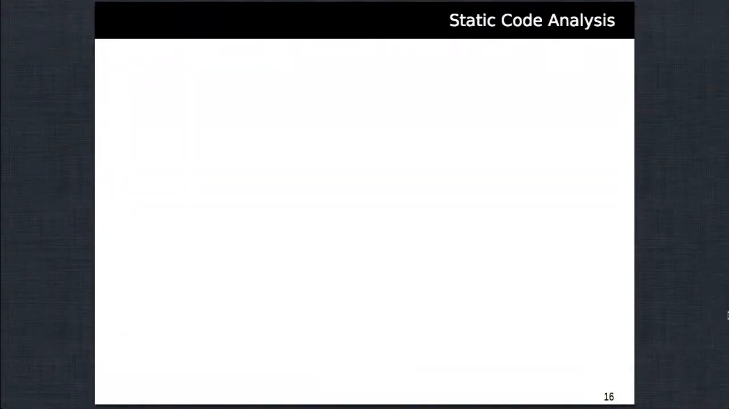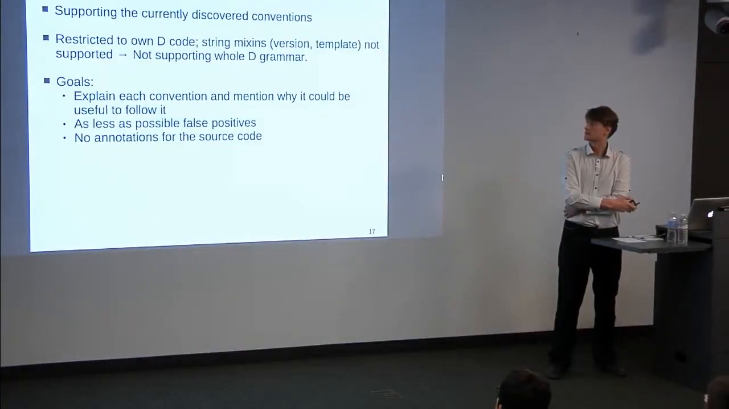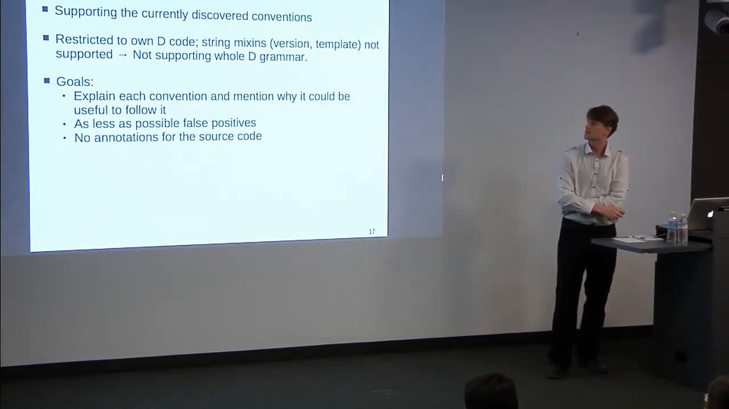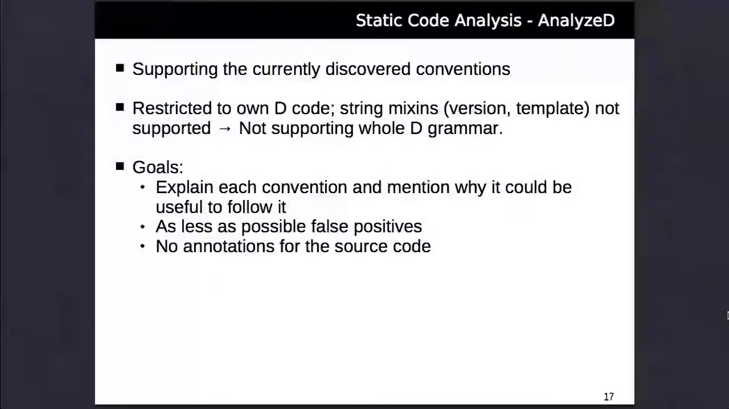So static code analysis. We currently support just our discovered conventions. That means we did many code reviews before, and whenever we found a convention, we wrote it down, and the written down conventions which could be checked automatically, we automated with AnalyzeD. And we restricted it to our own code. That means we are using no mixins, no version, no template. And that means we are also not supporting the whole D grammar.